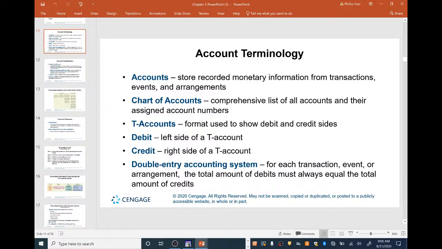Next, double entry accounting system. We know that accrual accounting operates on a double entry accounting system. Long and short, for every transaction, event, or arrangement that we account for, the total amounts of debits must always equal the total amounts of credits. So every time we make a debit, we have to make a credit as well. That's the double entry accounting system.